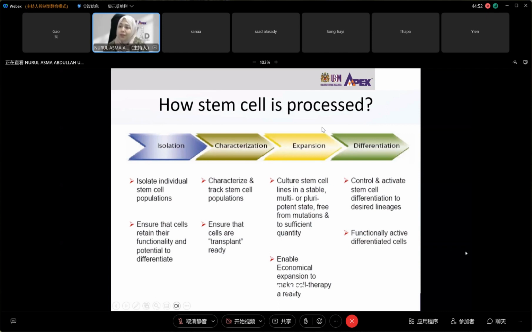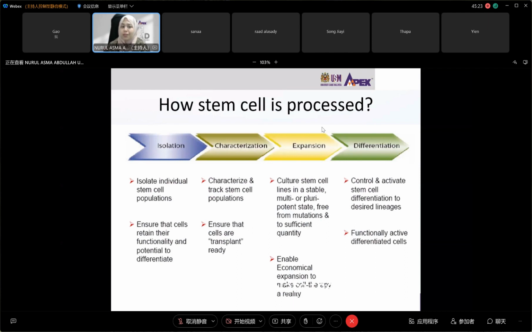After we have identified various types of stem cells, how are the stem cells processed in the laboratory? It involves four processes. The first one is isolation, which is what I described just now.